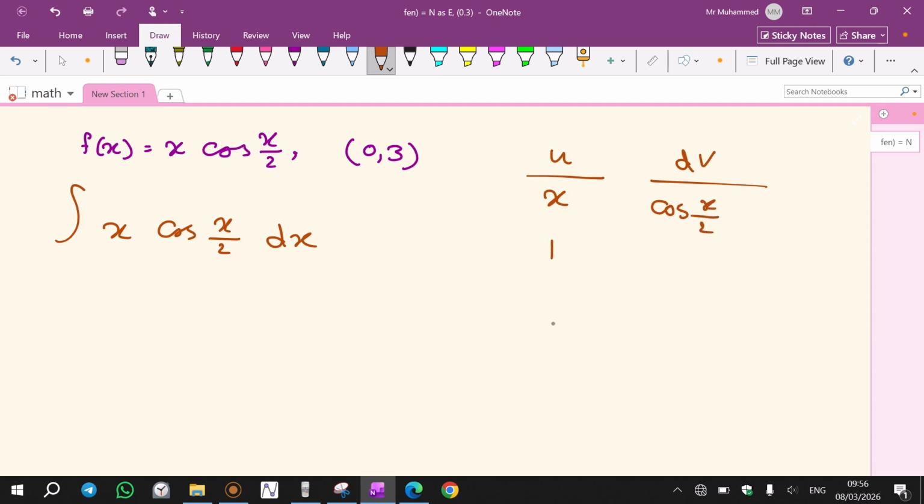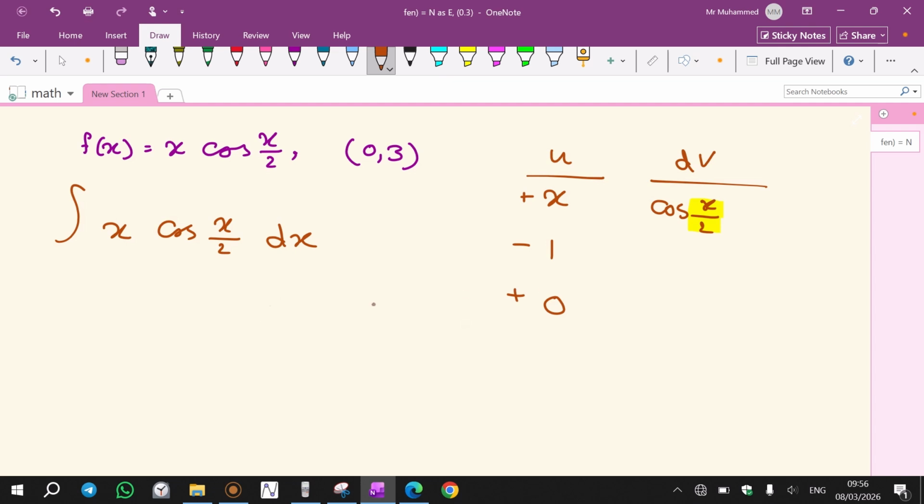Derivative of x is 1. Derivative of 1 is 0. Plus, minus, plus. So far, everything seems normal. But whenever you see the angle in the dv part is not just x, we cannot do this integral directly. Only after very good practice can you do it. Within the first glance, you cannot do it.